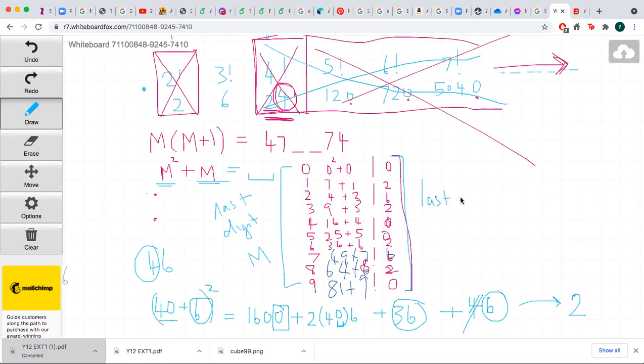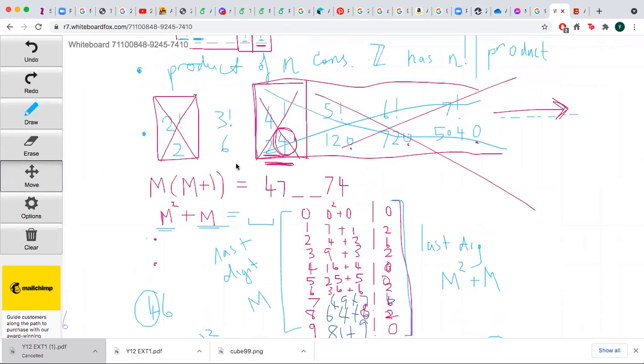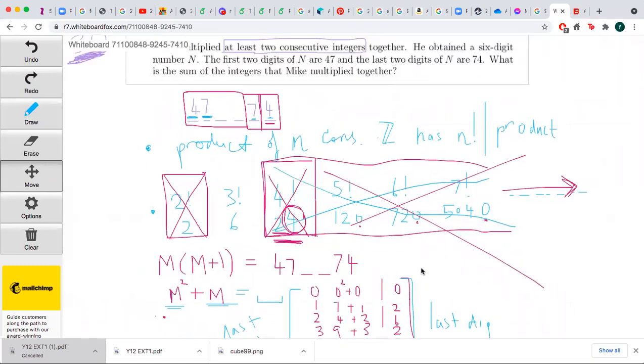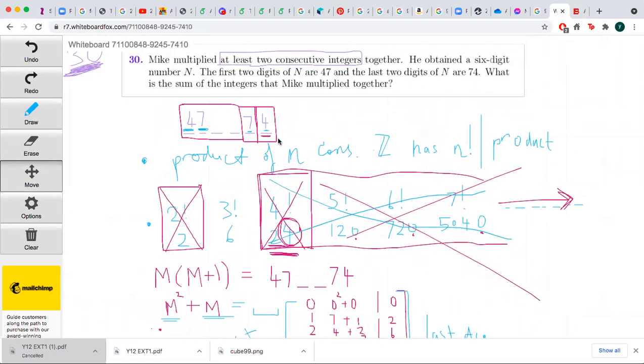Last digit of m squared plus m. Okay, so this is great because there's no 4 here, which means there's no way that we've got 2 consecutive integers, since we know that the last digit of our m squared plus m is 4.